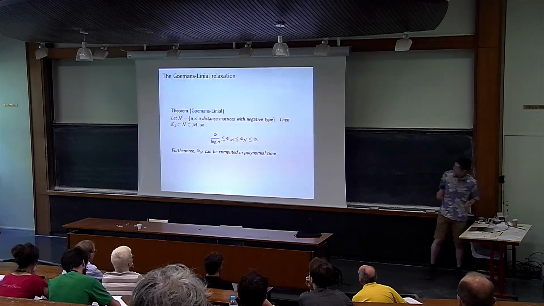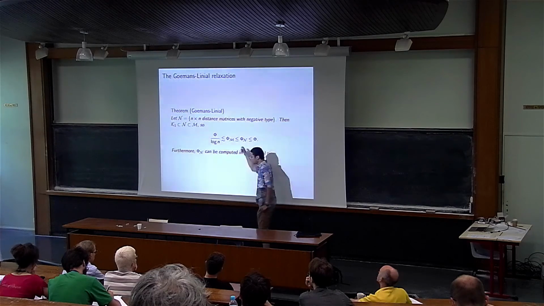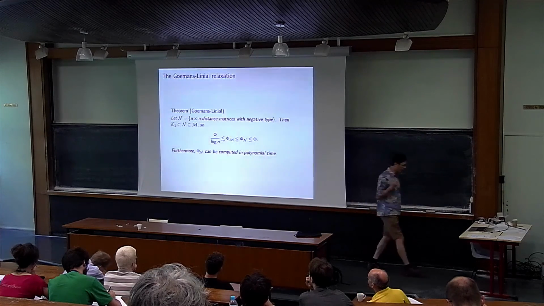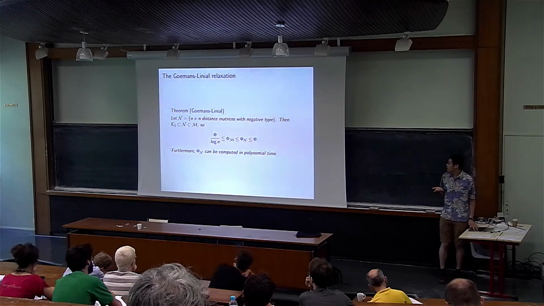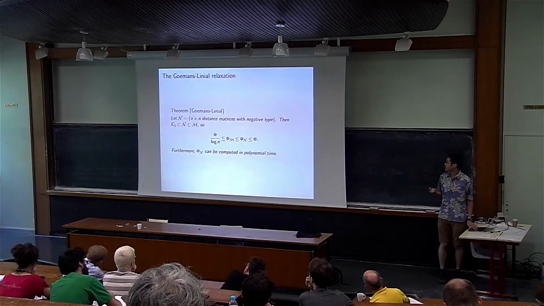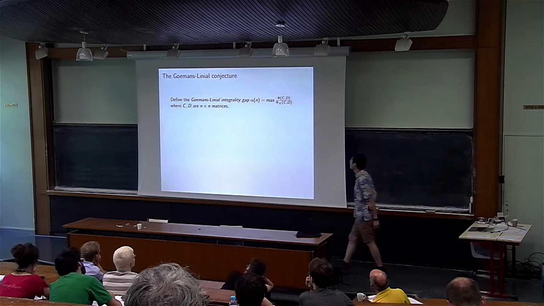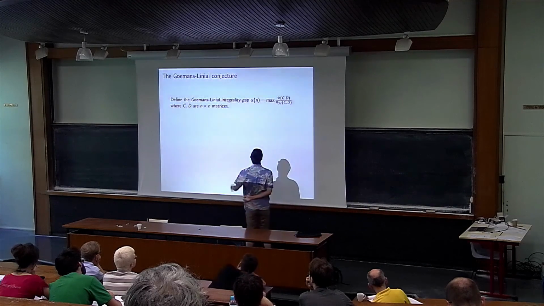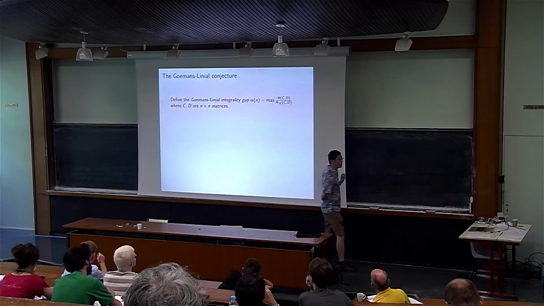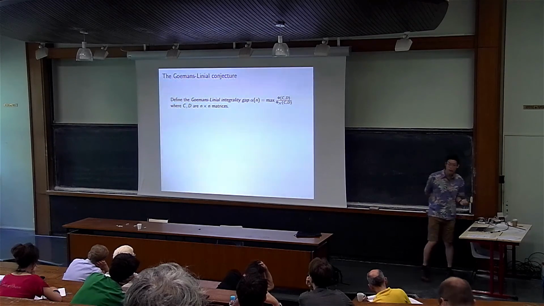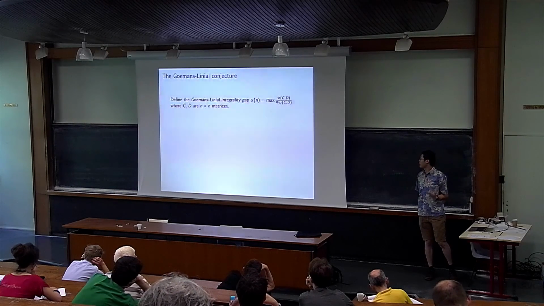Okay, so this tells us that phi N, the Goemans-Linial relaxation, is at least as accurate as phi M, at least as accurate as the linear programming relaxation. The natural question is, well, how much better is it? And this has been open for a long time. So we can define the Goemans-Linial integrality gap. This measures the accuracy of the Goemans-Linial relaxation. It's the maximum of phi of C comma D divided by phi sub N of C comma D, where C and D are n by n matrices.